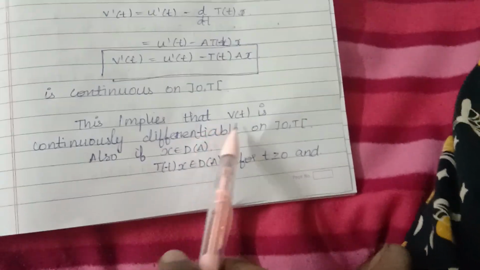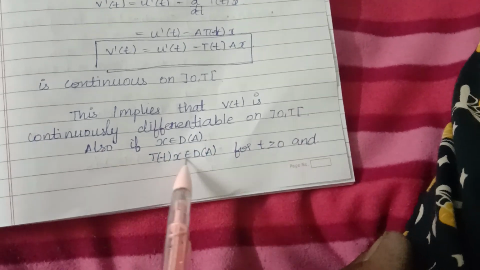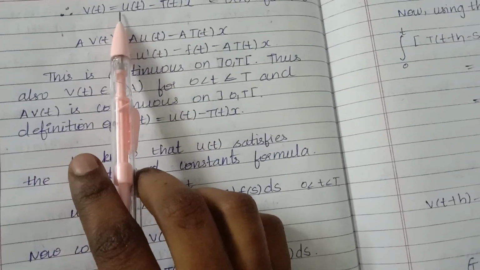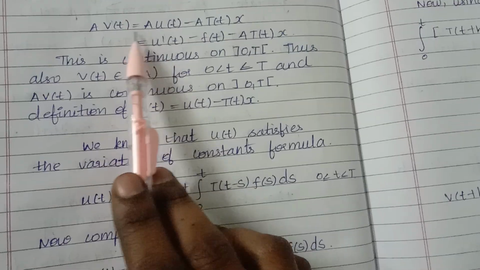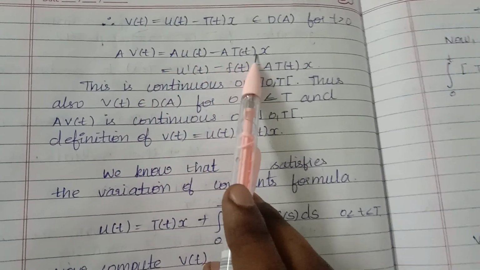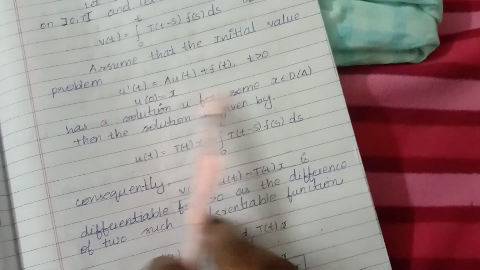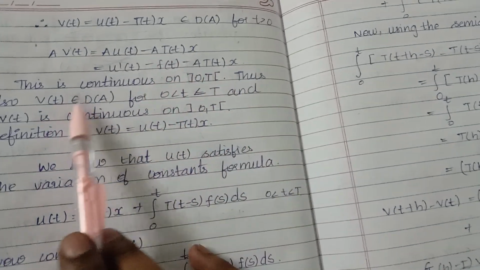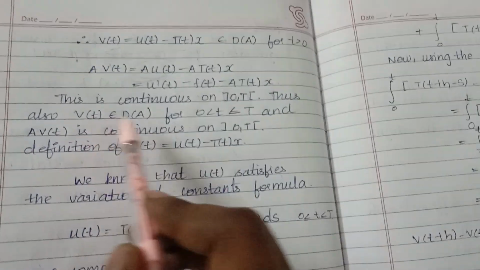This implies v(t) is continuously differentiable on [0,T], and also if x belongs to D(A), T(t)x belongs to D(A) for t greater than or equal to 0. So v(t) equal to u(t) minus T(t)x belongs to D(A) for t greater than 0. Multiplying by A, A v(t) equals A u(t) minus A T(t)x, and A u(t) can be written as u'(t) minus f(t). So it is u'(t) minus f(t) minus A T(t)x. It is continuous on [0,T], thus Av(t) is also continuous and v(t) belongs to D(A).